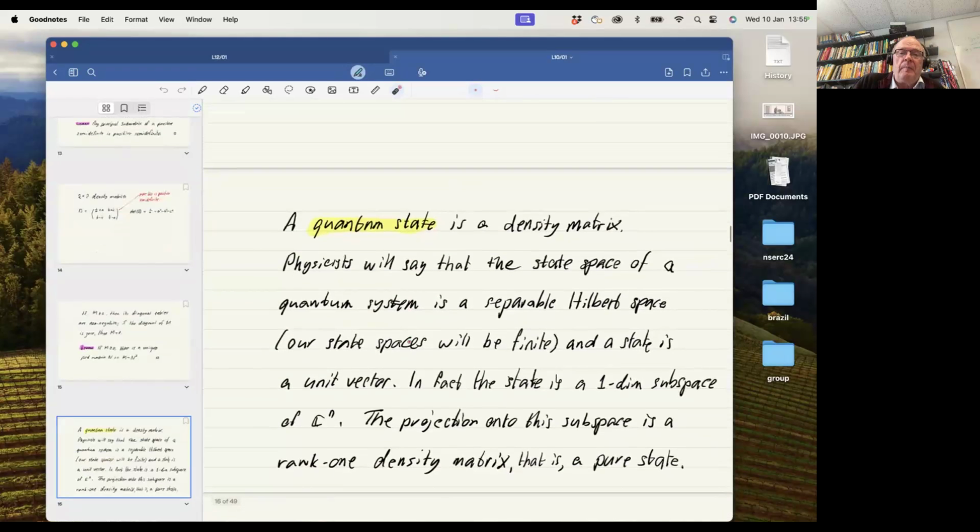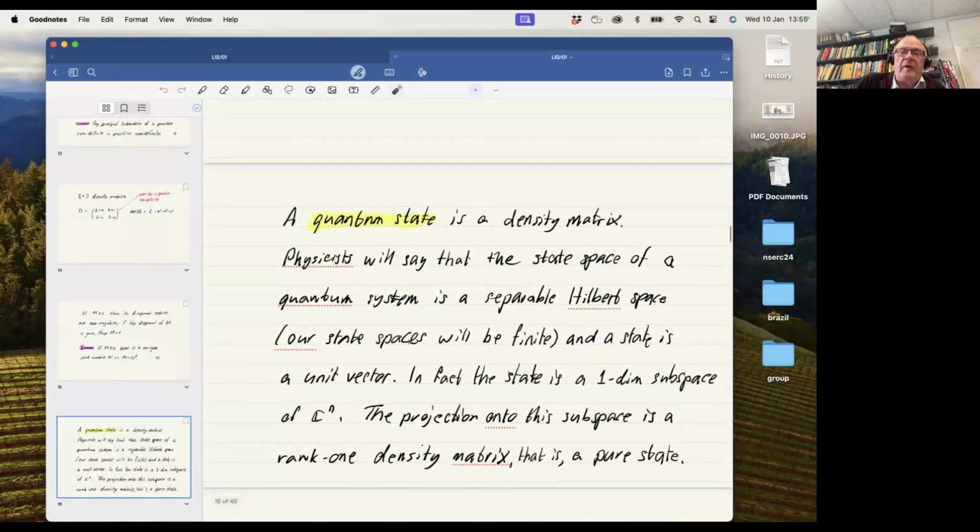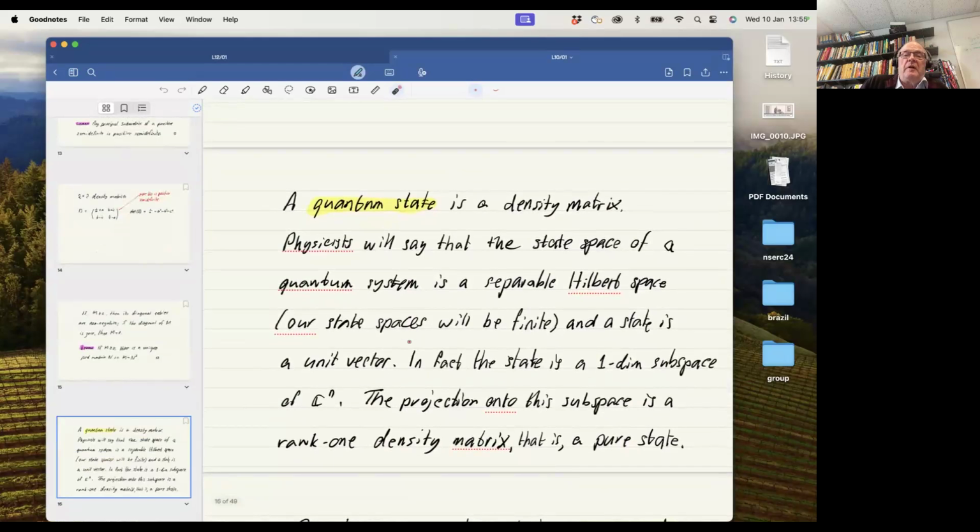Now, summarizing again what I said earlier, a quantum state is a density matrix. Okay. Now, if the density matrix is d by d, then the system has dimension d.